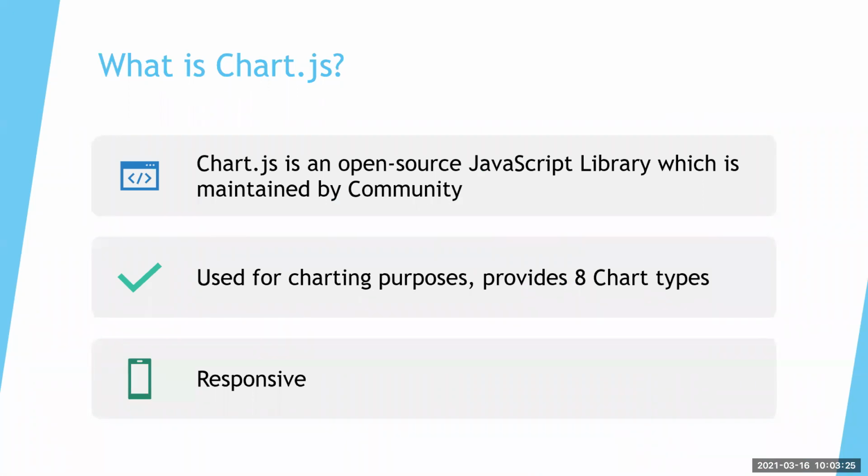It actually has 8 types. It doesn't mean that 8 types is only like bar, radar, like that. It is like 8 wide types. In each type, there are many types of charts again. And it is also responsive. That is, it can fit to our mobile screens very easily.